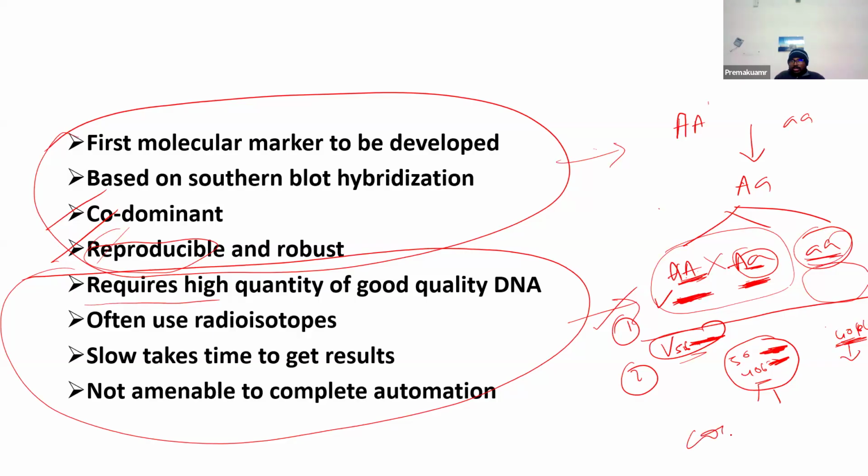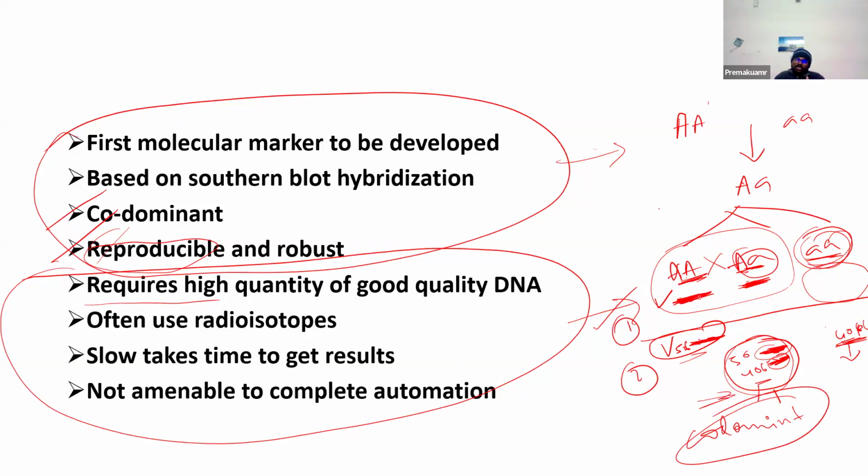This is called codominant nature. It means you are getting the allelic representation from both the alleles. Capital A has a specific band, small a also has a specific band. When they come together, both bands are present. Here the small a specific band will be present. Here the capital A specific band will be present. This is why it's a codominant system.